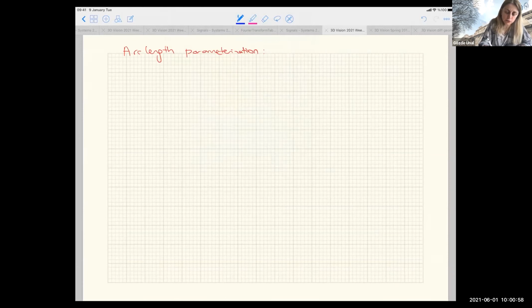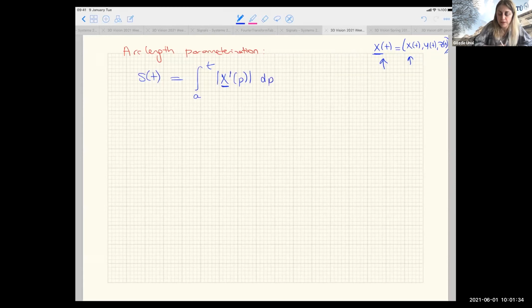So we defined s of t, the arc length, from a to t, of the magnitude of x prime. So guys, when I mention the curve x, it's a vector function. Sometimes it's a misnomer, I know, but x of t, the first coordinates vector, I mean, the function is also x of t, don't get confused, okay, this and this, scalar and vector. So x prime, the tangent vector, its magnitude, dt, this is my arc length.